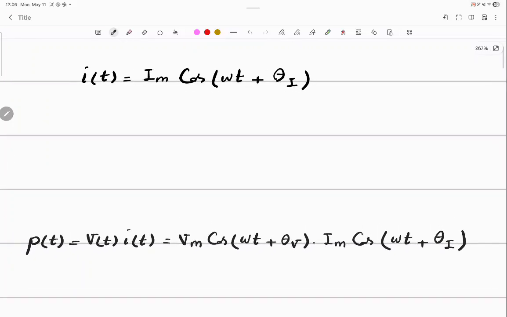Now, let me ask you one question. p(t) is a function of time. Can you tell me what is the amplitude of p(t)?